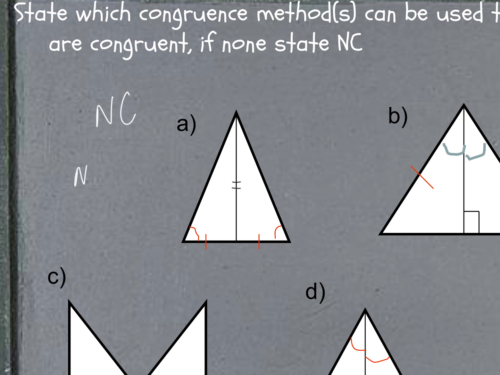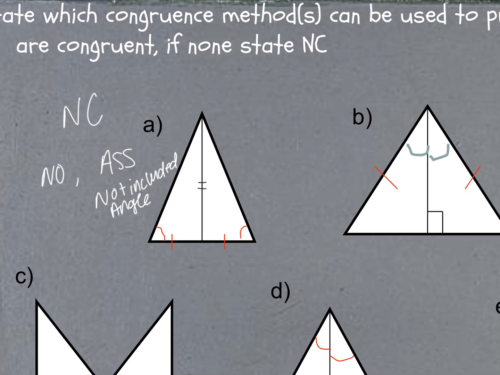It's not because it's considered angle side side, which there is no angle side side. That is not a congruency form, so you cannot use that. So this is not including angle. Let me scoot this over. Okay, that one is no.